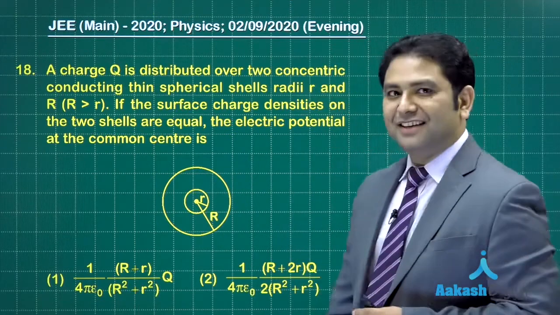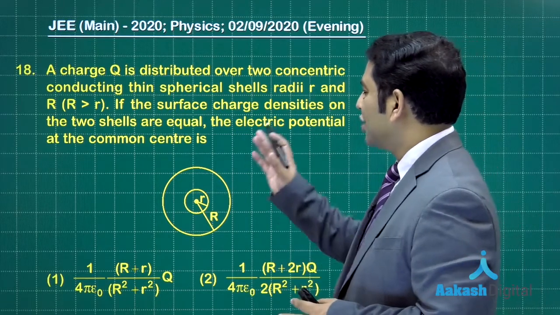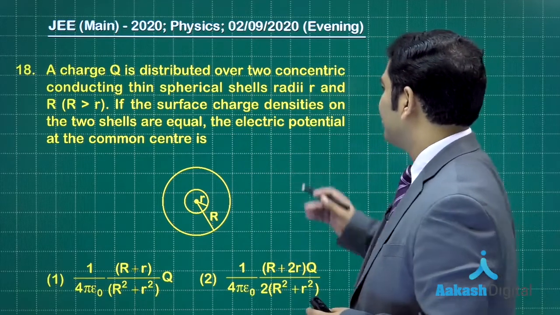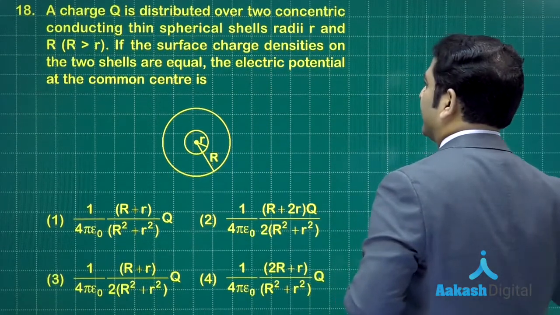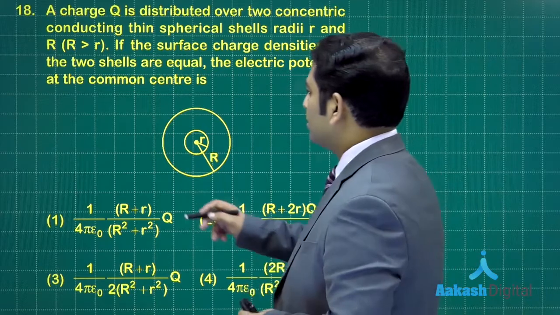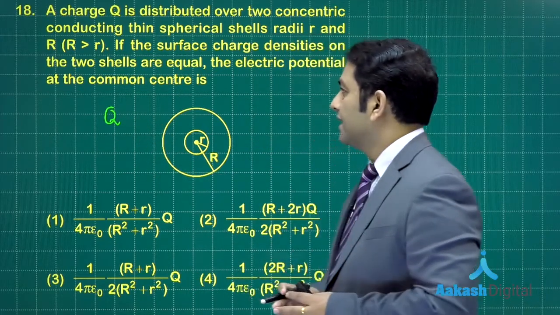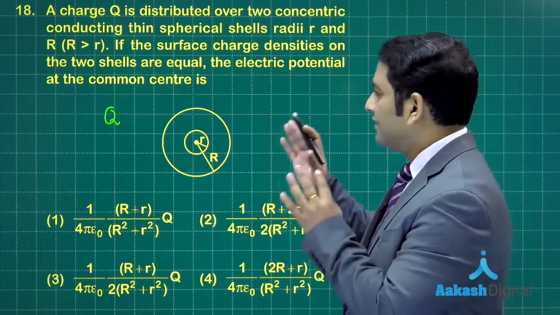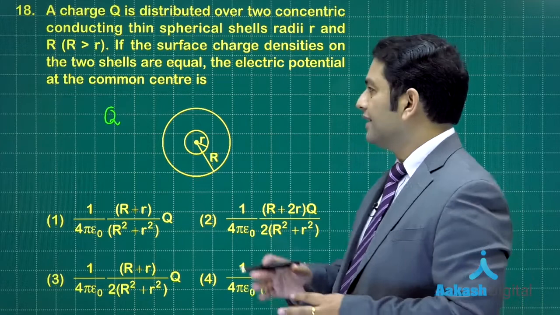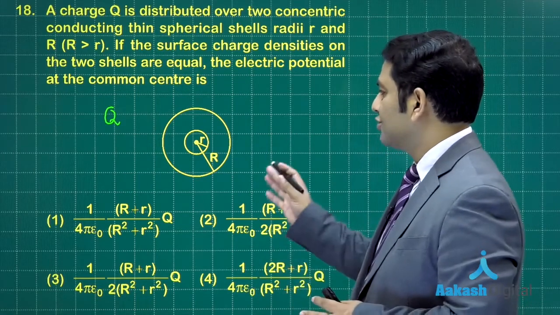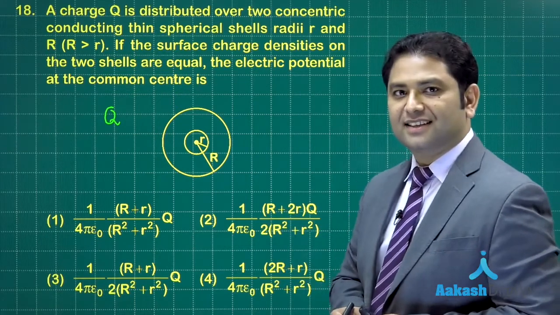Question number 18, electrostatics. Now what does it say? The charge capital Q is distributed over two concentric conducting thin spherical shells. So total charge capital Q has to be divided. And the condition is there, the surface charge densities are equal. Then in that given case, we also need to compute the electric potential at the center.